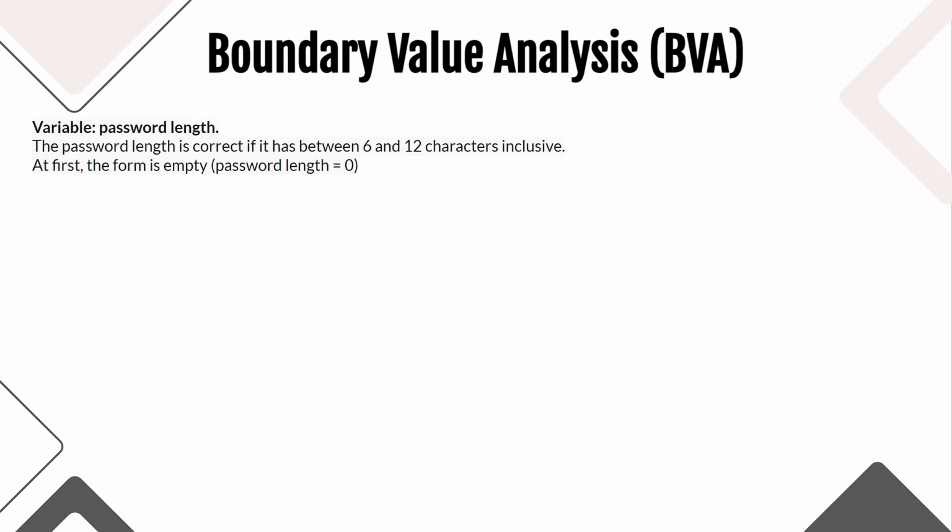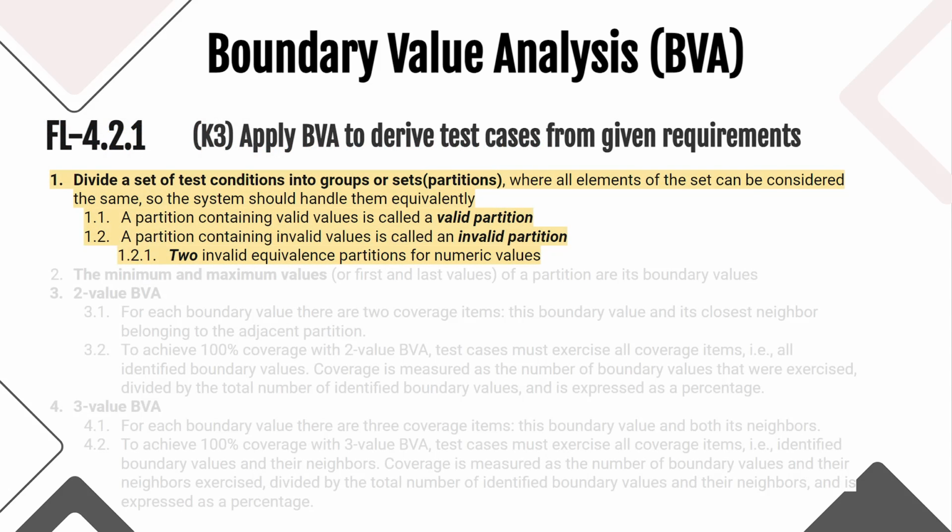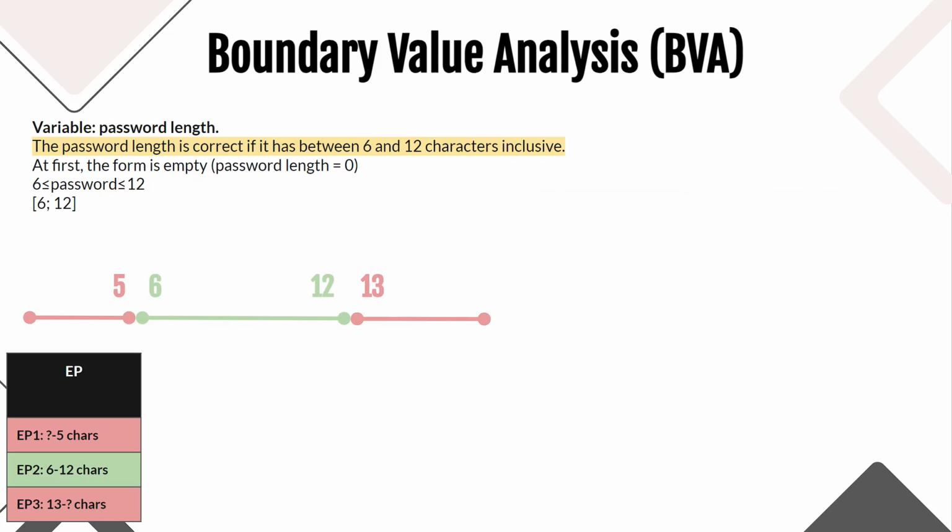And let's move on to the first step of applying the BVA test technique. Definition of valid and invalid equivalence partitions. Based on the first sentence, the password length is correct if it has between 6 and 12 characters inclusive. We can define 3 equivalence partitions, 1 valid and 2 invalid. But the second sentence is quite confusing.